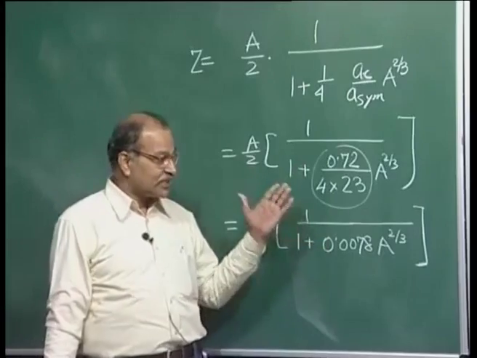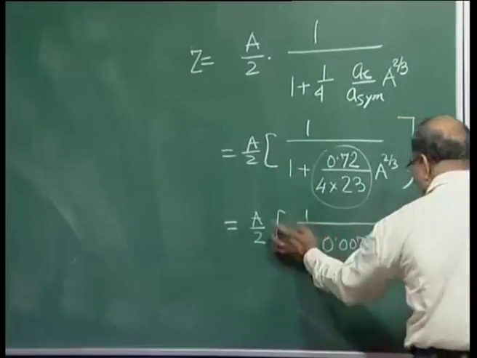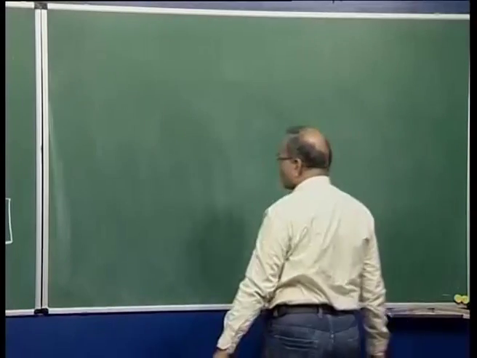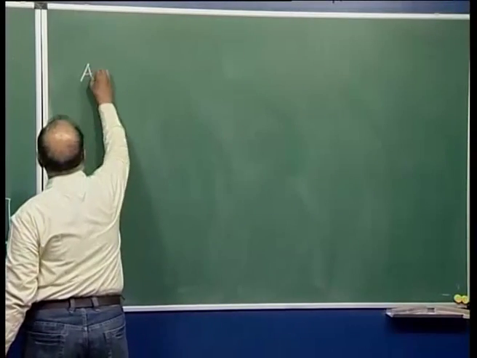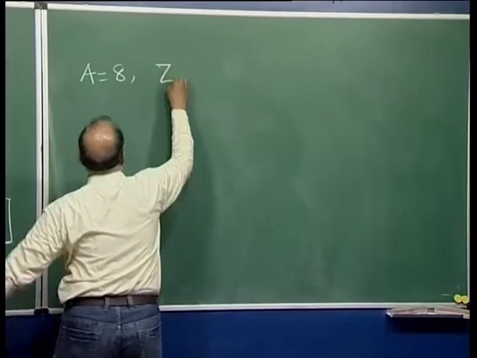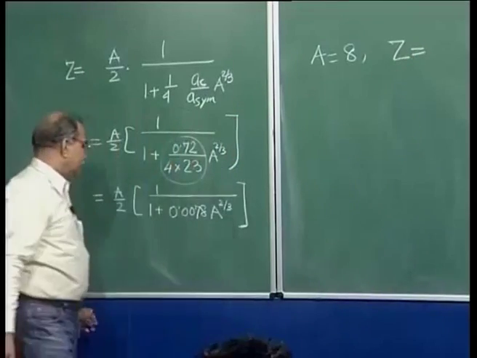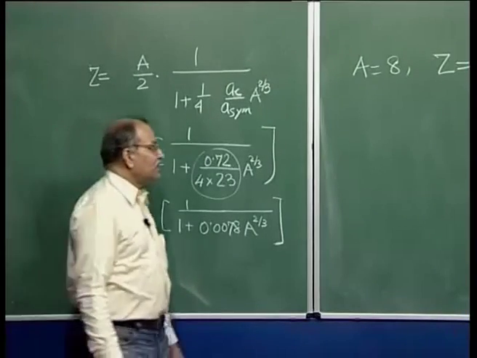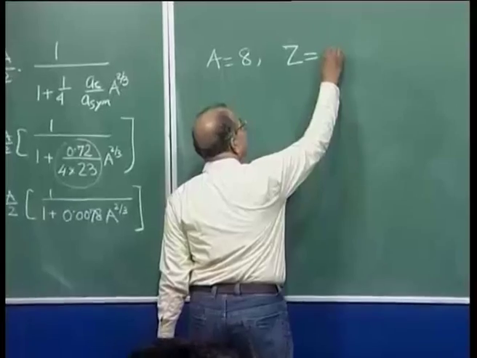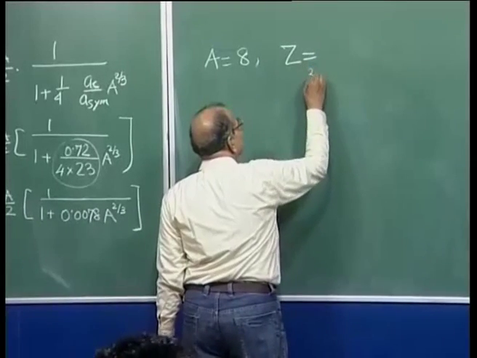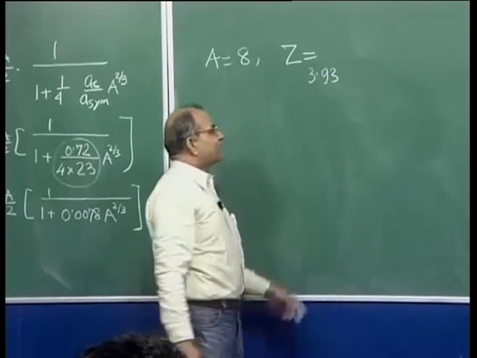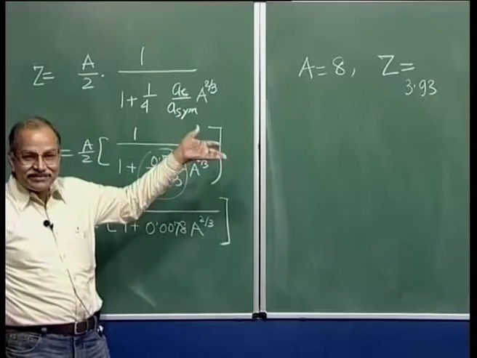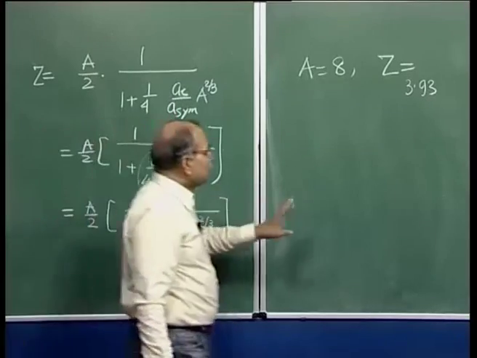Let us do some calculations. So, calculate this factor for say A equal to 8. So, A equal to 8, tell me what should be Z from this formula. A is 8, 3.93. So, what should I write here? If you are getting 3.93, what should I write Z? Z cannot be 3.9, 4. So, 4.